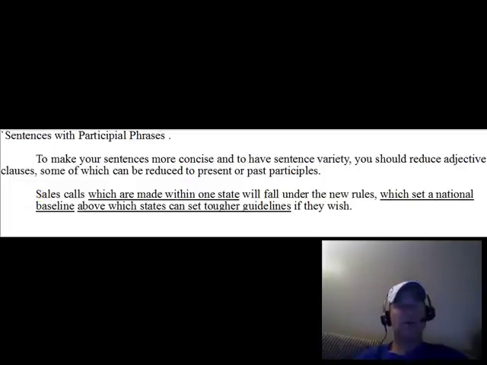Now, you can probably tell there are too many whiches in this sentence. There are too many adjective clauses. Which are made within one state, which set a national baseline, and above which states can set tougher guidelines are all adjective clauses. The first adjective clause modifies calls, the second one modifies the word rules, and the third one modifies the noun baseline.